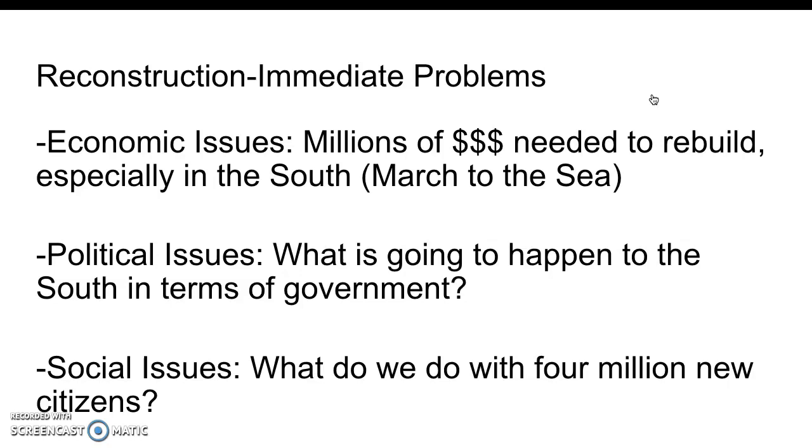Political issues. What is going to happen to the South in terms of government? They formed their own country. They broke away. How do we let them back in? This has never been done before. Who's going to be in power? Who's going to be in charge of the states?